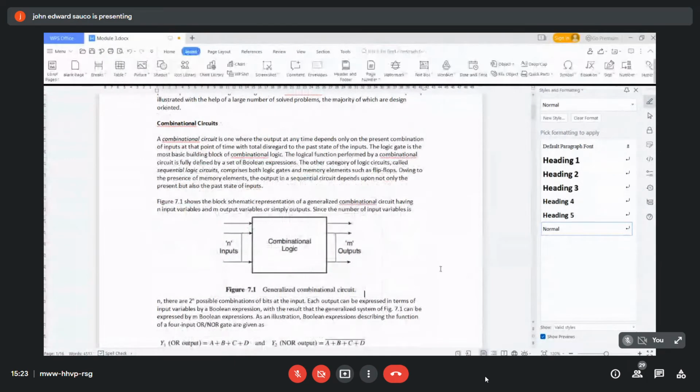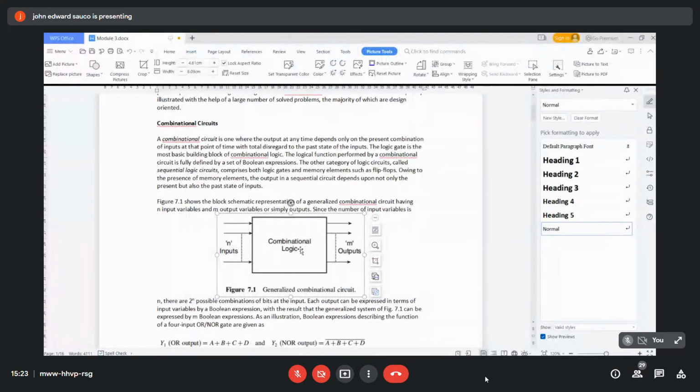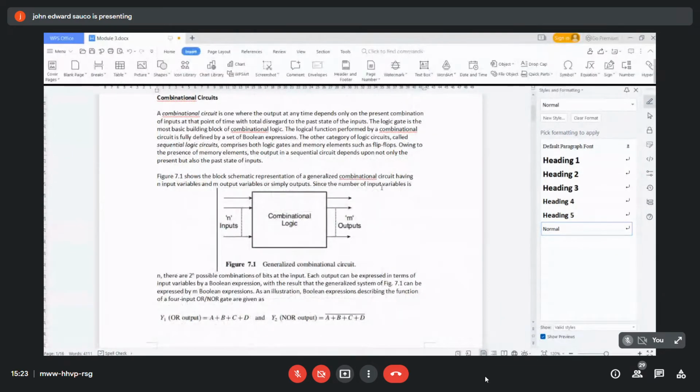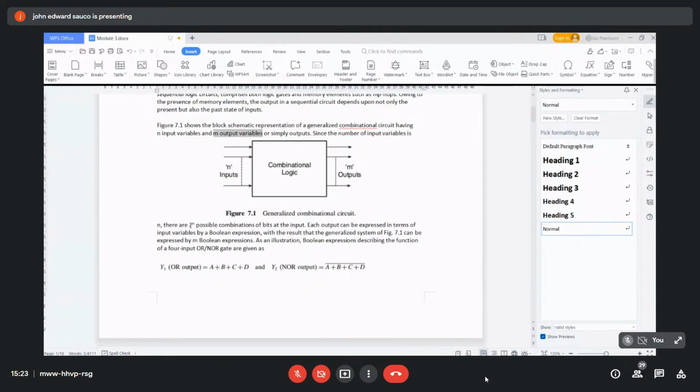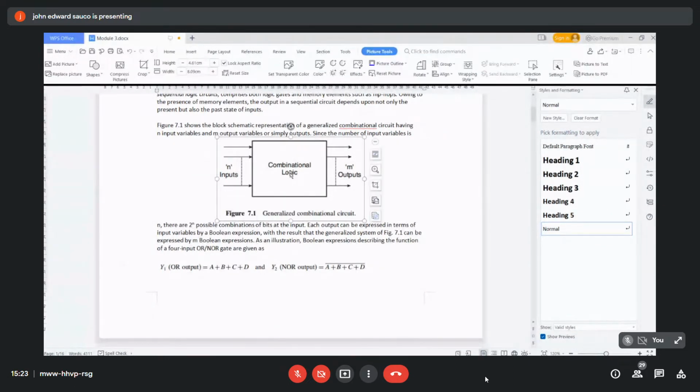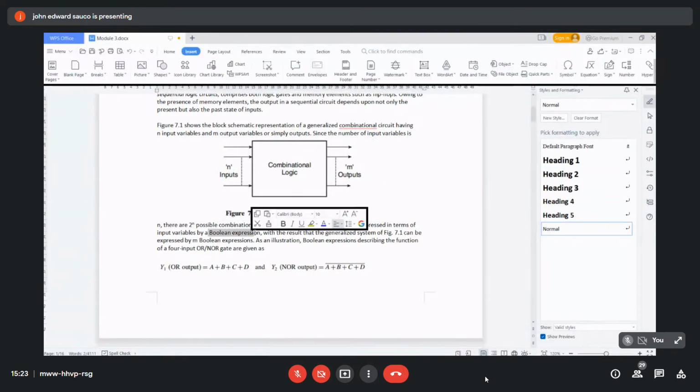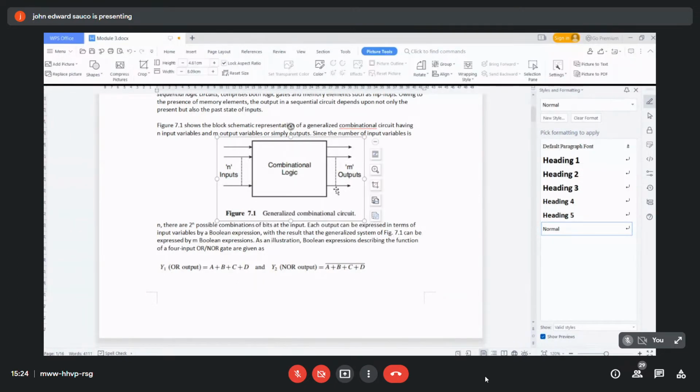So, ito yung kanyang figure, generalized. Meron tayong n input variables and m output variables. So, there are 2 raised to n possible combinations based dito sa figure na to. At i-express natin ay by Boolean expression. And the result of the generalized system is figure 7.1. Ito is kayang i-express sa expression.